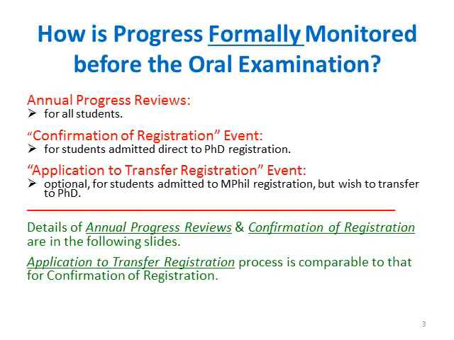Now the procedures for the application to transfer registration event are basically the same as those for the confirmation of registration event, and the criteria for successful outcome are also pretty much the same. So this presentation, therefore, talks in detail about the annual progress reviews and the confirmation of registration event.